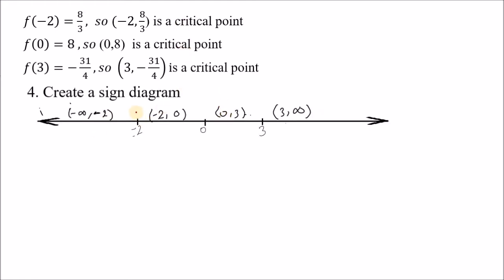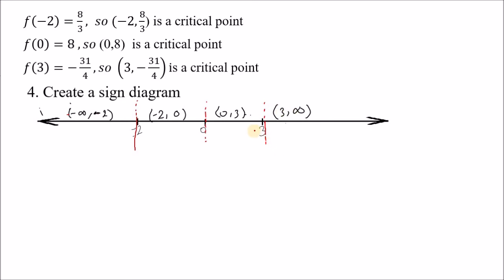So we start with the smallest point, which is negative 2, and then 0, and then 3. Notice how those points create 4 intervals. The first interval is from negative infinity to negative 2. The second interval is from negative 2 to 0. The third interval is from 0 to 3, and the last interval is from 3 to positive infinity.